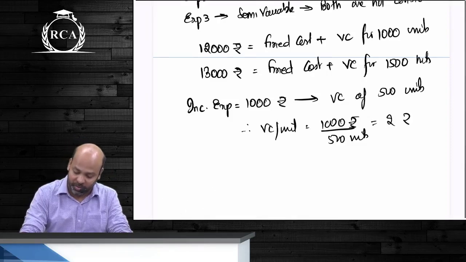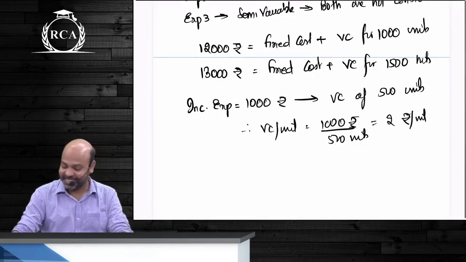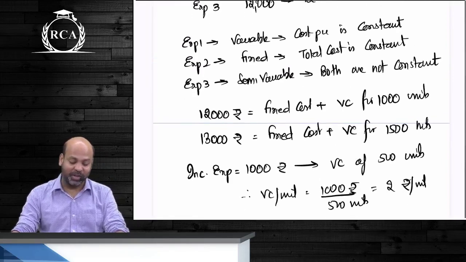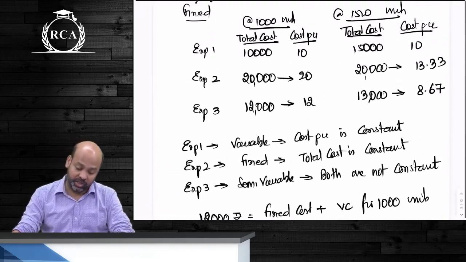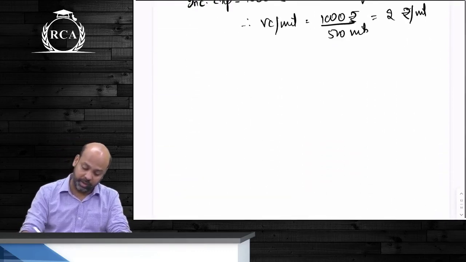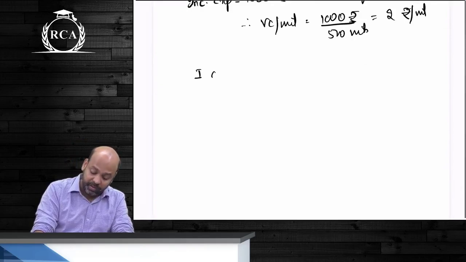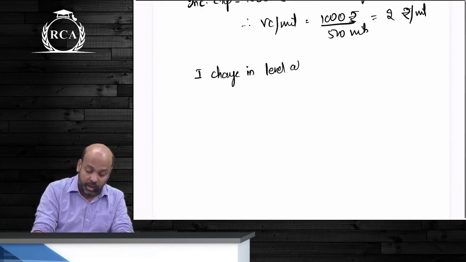Smart guys, so proud of you. So variable cost per unit, guys, is 2 rupees. Are we all clear about this? This is called, beta, the change in level of activity method. They've specified different methods for segregation. The name of this method is change in level of activity.